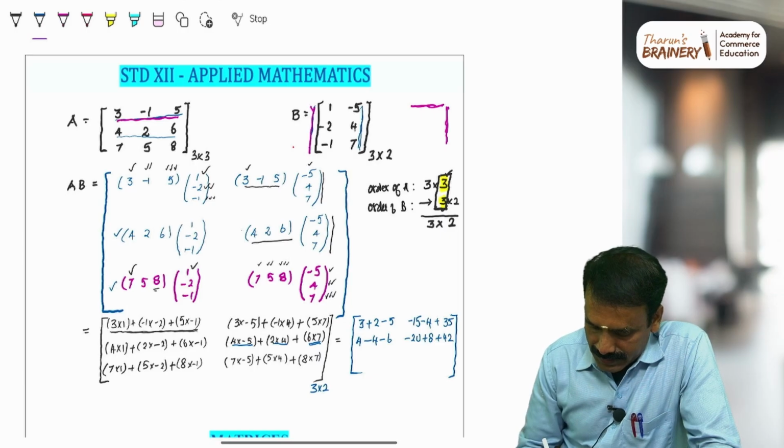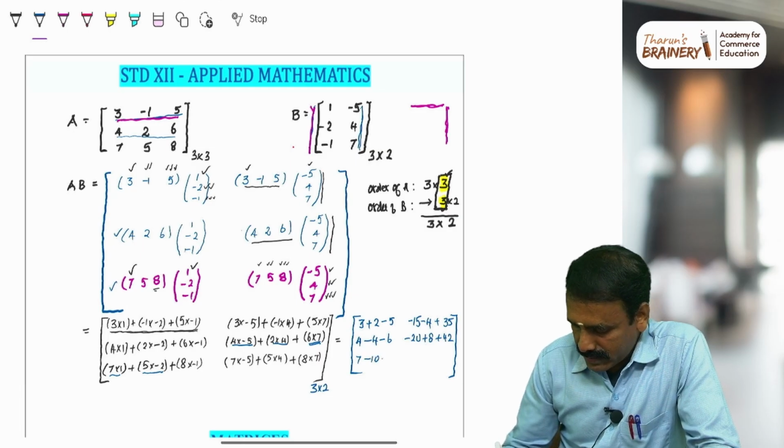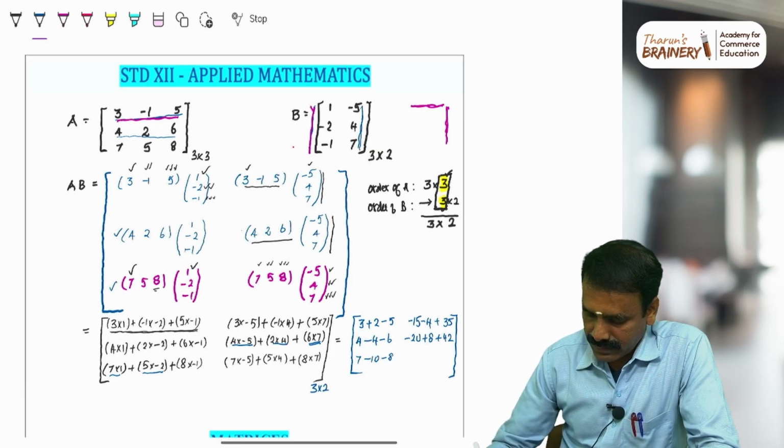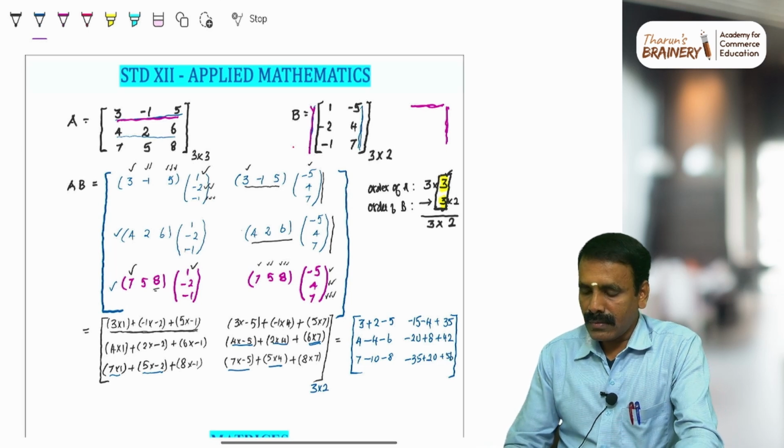Then I am going to multiply these two numbers. 7 ones are 7. 5 into minus 2, minus 10. 8 into minus 1, minus 8. Here, 7 into minus 5, minus 35. 5 into 4, plus 20. 8 into 7, 56. Okay.